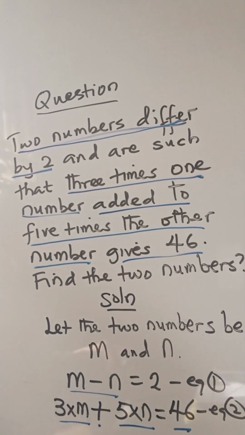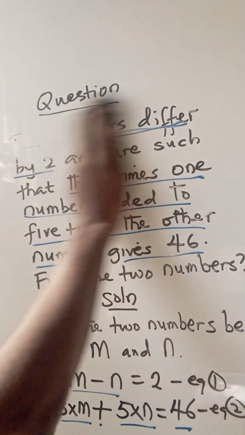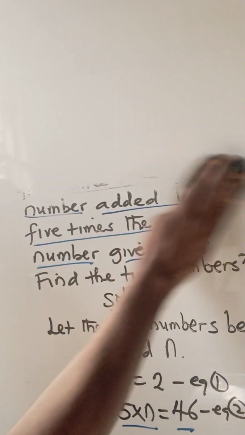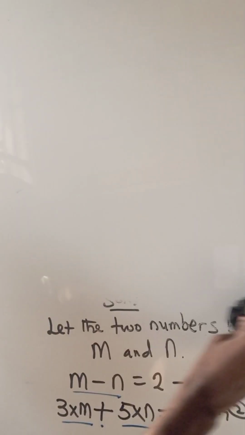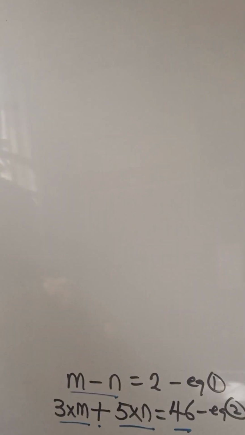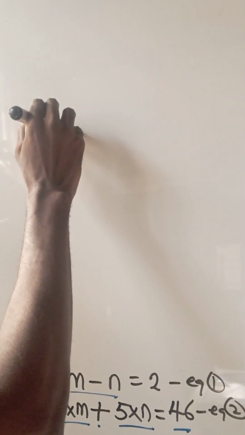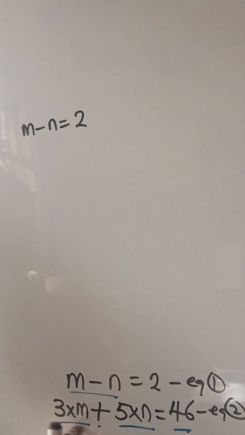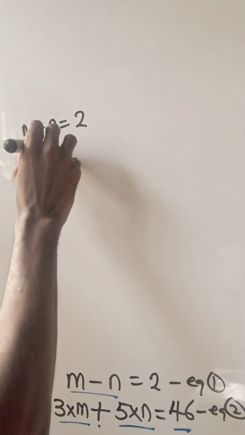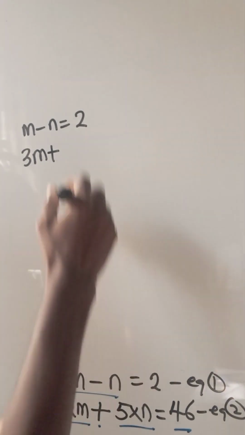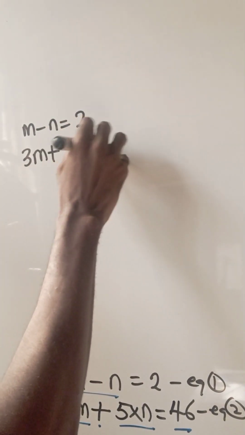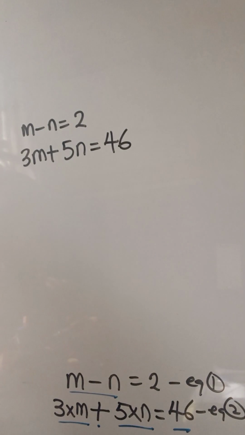Alright, so let's solve what we have. Actually, if we observe what we have, it has given us a simultaneous equation. So I have m minus n is equal to 2, and 3m plus 5n is equal to 46. So these are the equations we now have on the board. Now we can solve simultaneously.